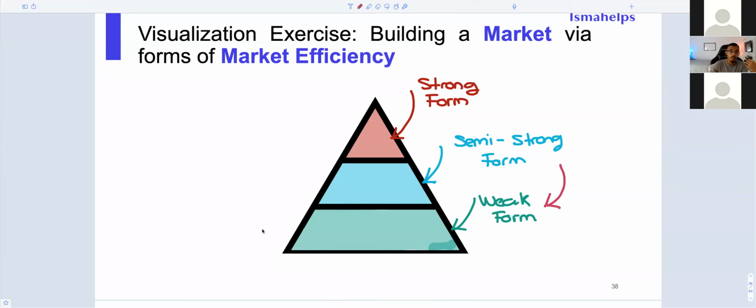So what does this mean? This means that the rules that apply to the weak form also apply to the semi-strong form, okay? And now what I'm also going to say is that if you have a strong form of market efficiency, this means that the rules of the weak form and the rules of the semi-strong form also apply to the strong form market efficiency. So it's really this idea of your base foundation to getting to the peak of what we're building.